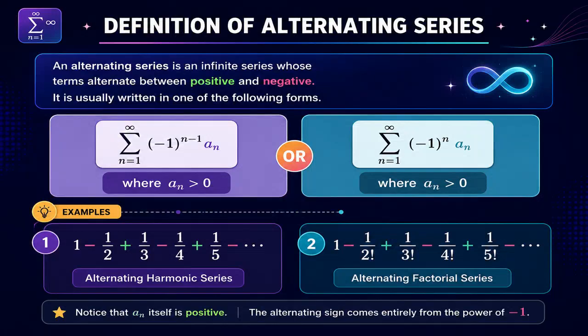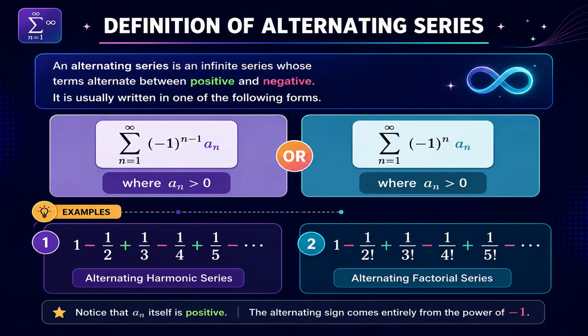Welcome back. In previous videos, we studied infinite series and explored several important convergence tests. In this video, we begin a very important new topic called alternating series. Alternating series are series whose terms change sign repeatedly. Positive, negative, and so on. This series appears frequently across mathematics, physics, engineering, and numerical approximations.